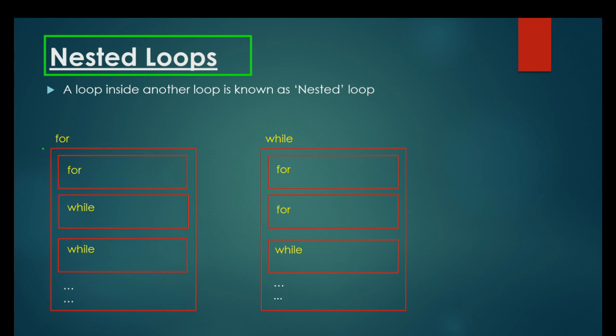Let's say we have a for loop. Inside the for loop, I can have any number of for or while loops. These for and while loops inside the outer for loop are known as nested loops, and this denotes that it can have any number of nested loops inside the outer loop. Similarly, if we have a while loop, then any other loop inside the while loop will be considered a nested loop.